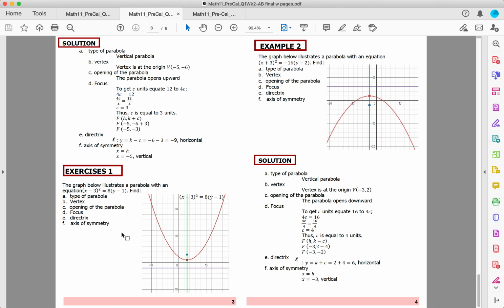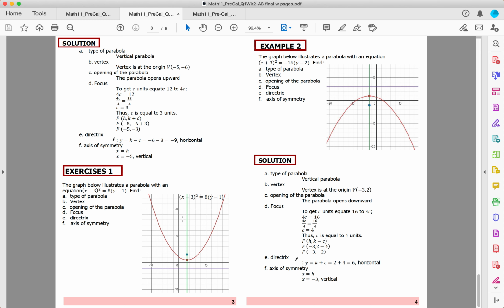Axis of symmetry. For the axis of symmetry, we just look for this line, the line where the focus and the vertex coincide or lie, right? Okay, so the focus and the vertex are lying on this line. So since this line is crossing the x-axis at 3, because your h value is 3, so x equals 3 would be the axis of symmetry. Okay?